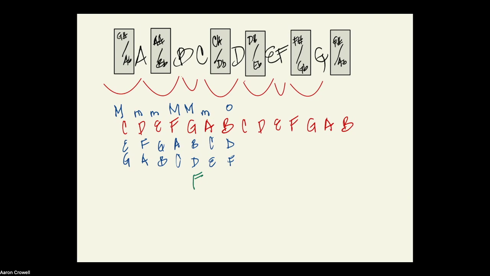Now, we said to make a G7, we also go to our B diminished chord and we add a G. Look at this. Are these the same letters? Right. So that's how that works.